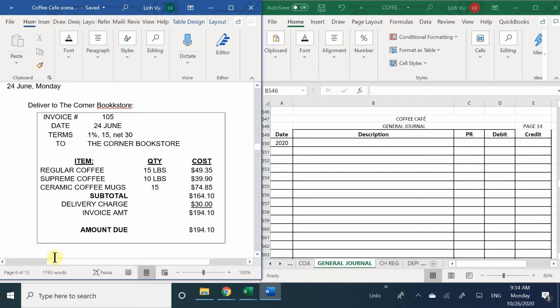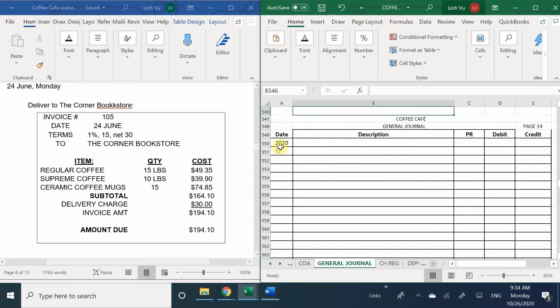Accounts receivable. Okay, so what has happened here though? Let's first talk about that. The date is the same, 24. All right, who did we send this out to? Corner Bookstore.